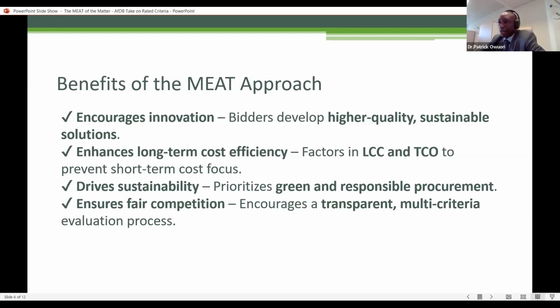It also helps to ensure fair competition, although this can be a bit controversial. Normally, when one has a very transparent multi-criteria evaluation process that bidders clearly understand, and evaluators also apply consistently across the board, then it can also lead to very fair and reasonable competition.